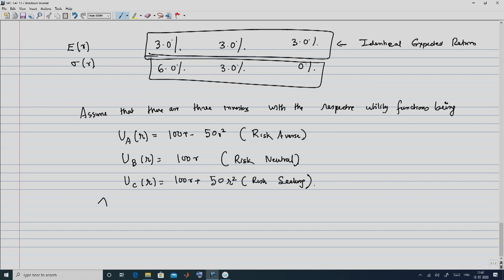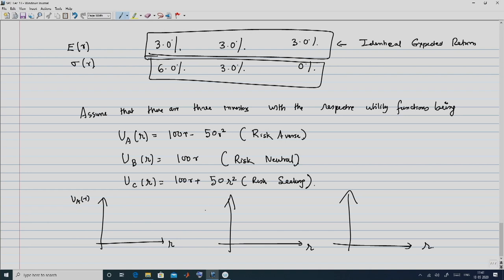So, the corresponding graph for each of them against R, so I will have R on the x axis. The first one I have utility of A, the second one I will have utility of B, and the third one I will have the utility of C. So, in this case, the respective graphs look like this.